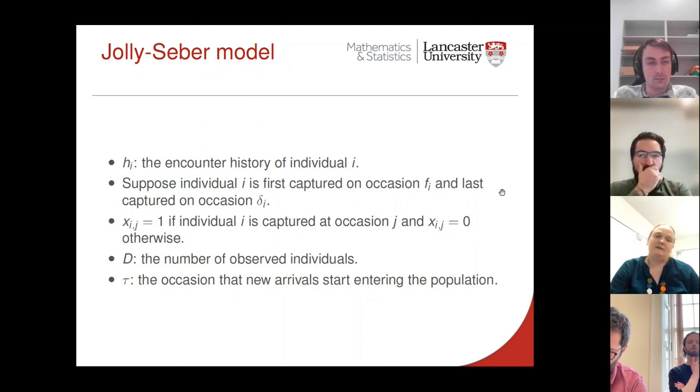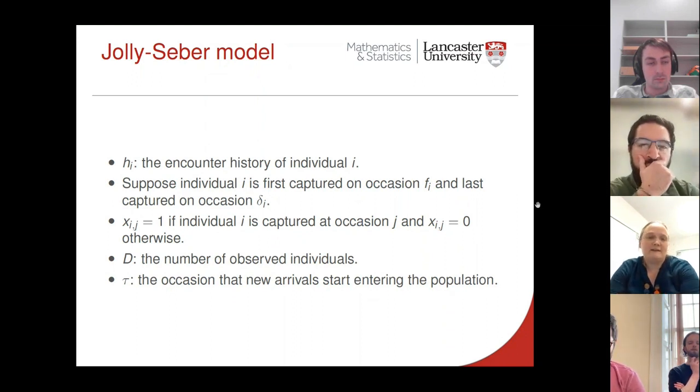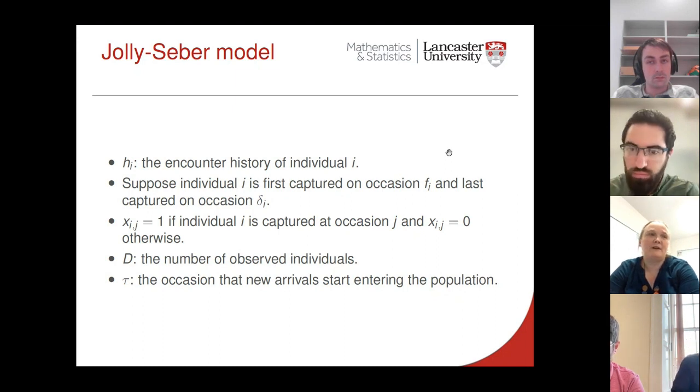And some useful values that we can calculate from that particular encounter history for individual i is that we can record what the first capture occasion is for individual i, which we denote by f_i. So essentially that will be the first one in that row vector, the time of the first one, and the last capture occasion, which I'm denoting by delta_i, which will be the final time the individual is seen.